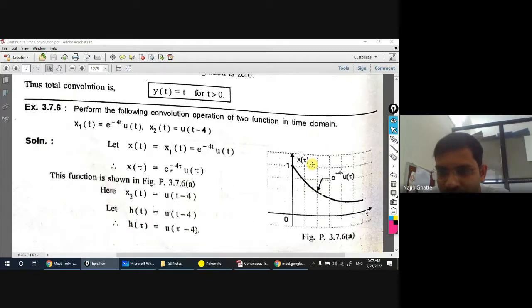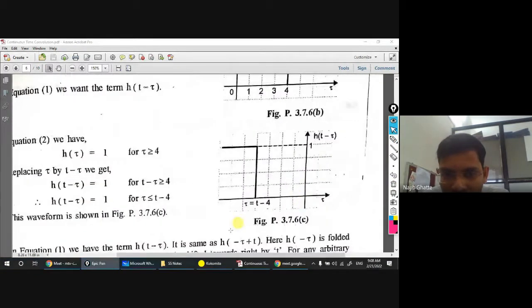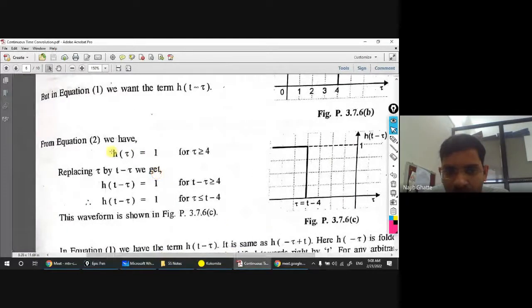The same thing is mentioned in this case, that h of tau is equal to 1. H of tau is equal to 1 when tau is greater than 4. I hope you all agree to this. H of tau is equal to 1 when the tau value is greater than or equal to 4. Means here I am not considering the Gibbs phenomenon.